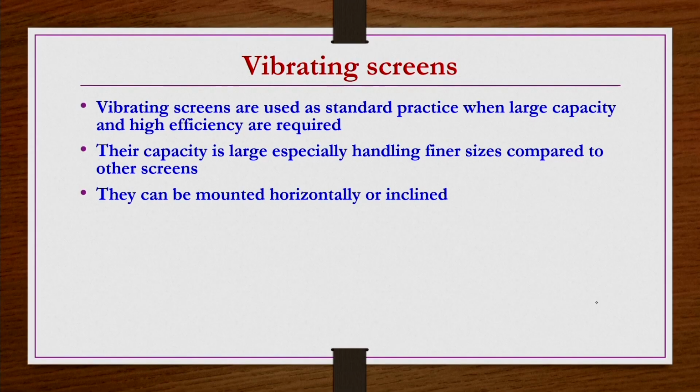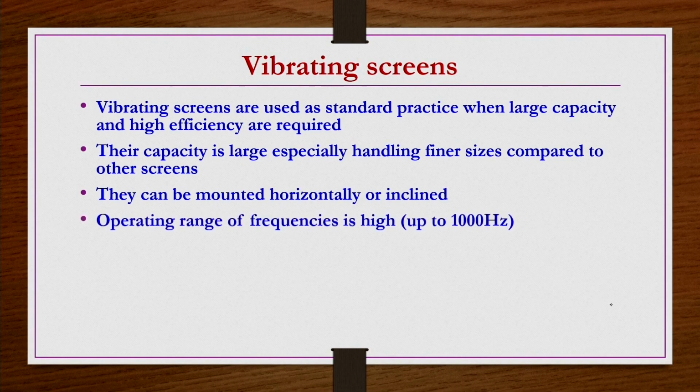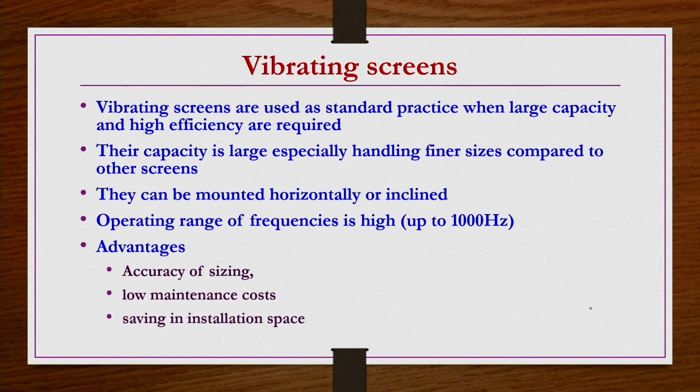These vibrating screens can be mounted horizontally or inclined. In general, they operate at very high frequencies, up to 1000 hertz. They have the advantages of accuracy of sizing, low maintenance cost, and saving in installation space. They require very little installation space, the maintenance cost is small, and the accuracy of sizing is very high. That is the reason vibrating screens are used by so many people in industries. In general, vibrating screens are used to a higher degree compared to the other screens.